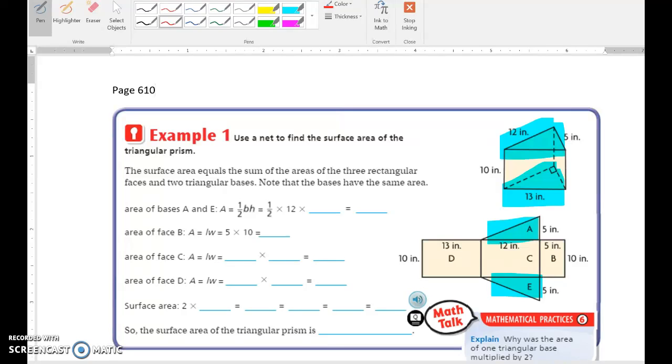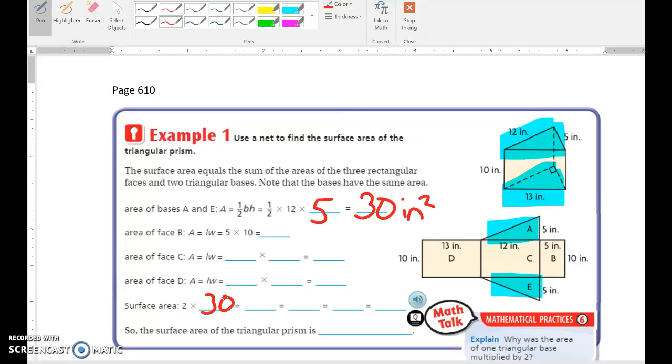Half of base times height is half times 12 times 5, but we have two of them, right? So we could either say half times 12 is 6, times 5 is 30 square inches, and then we have to double it again. Or you could, from the get-go, when you're doing a triangular prism, just treat it like a rectangle with a base of 5 and a height of 12.